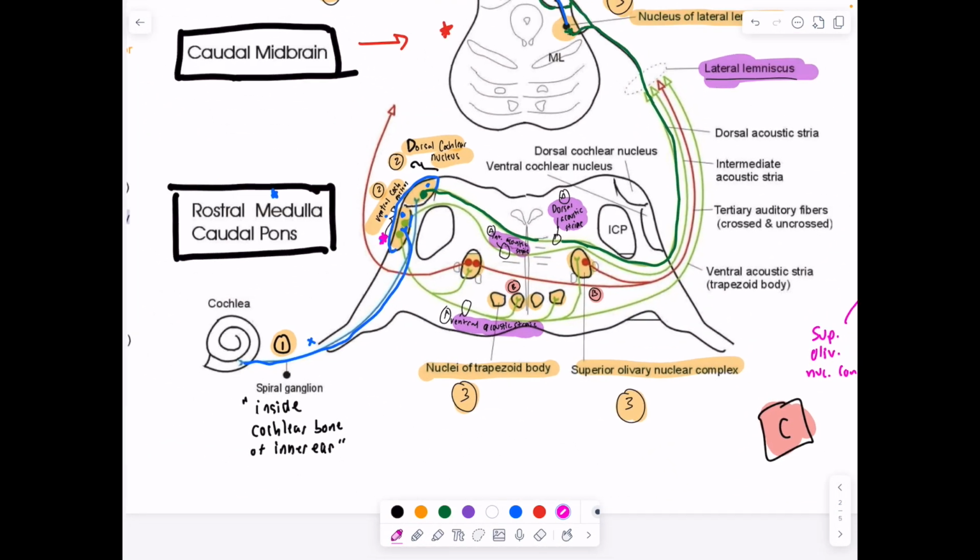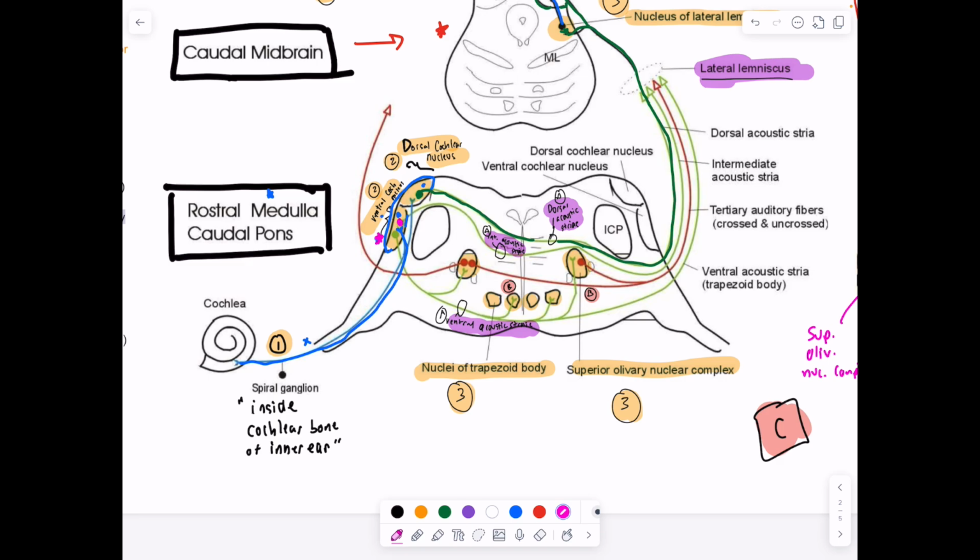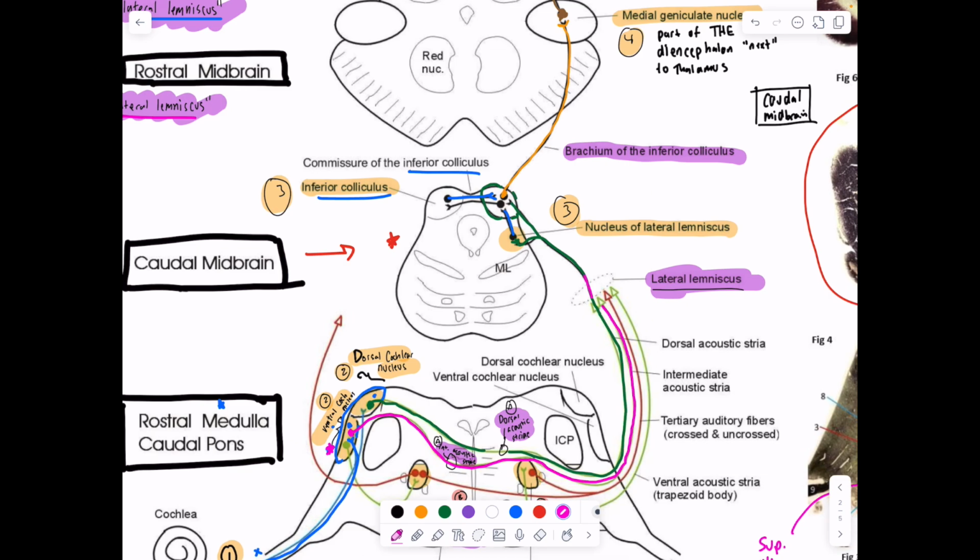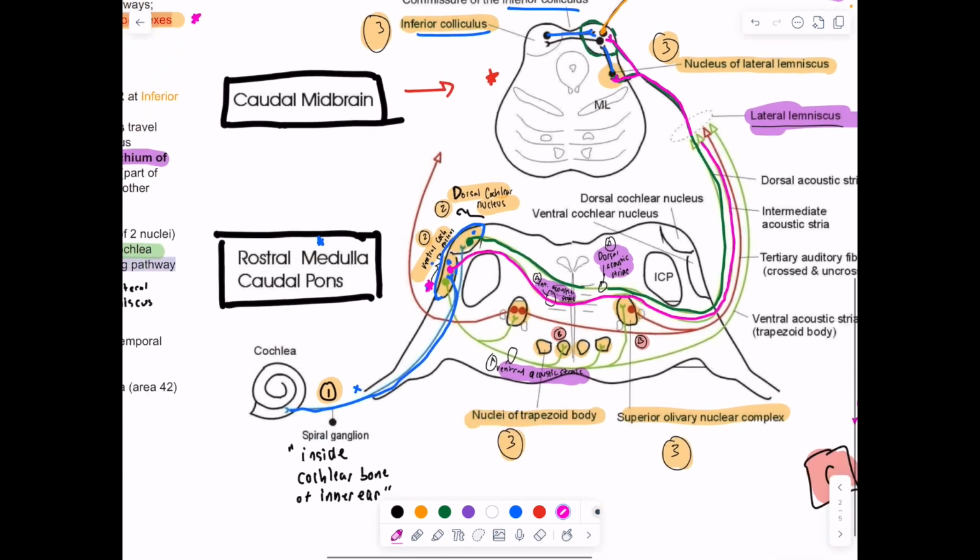So we have the first part of the ventral cochlea, which is going to send out an intermediate acoustic striae that's going to go and join the lateral lemniscus, which we see here. And now that it's part of the lateral lemniscus, it is going to synapse at either this guy right here, which is the nucleus of the lateral lemniscus, or synapse directly at the inferior colliculus.